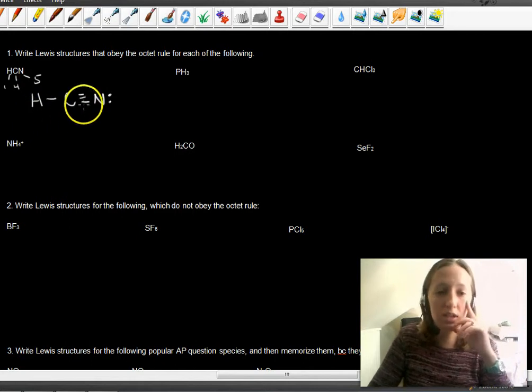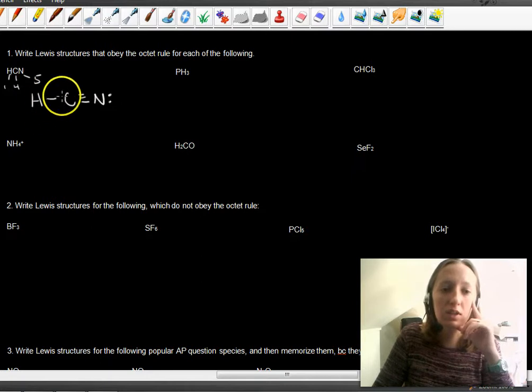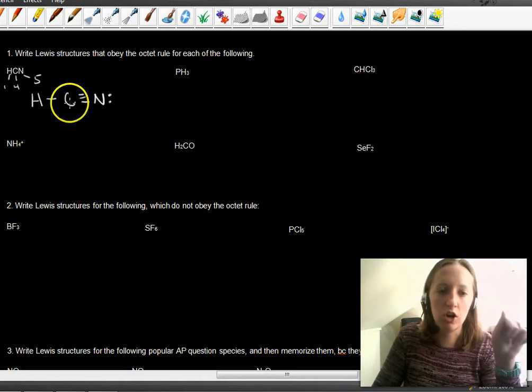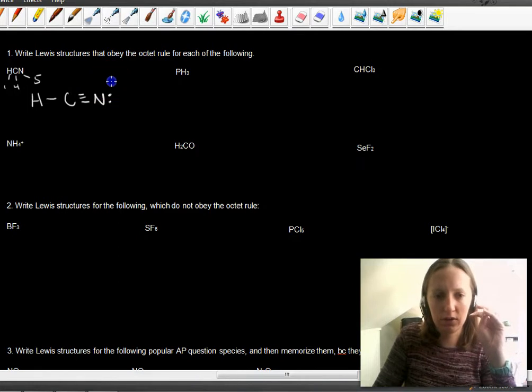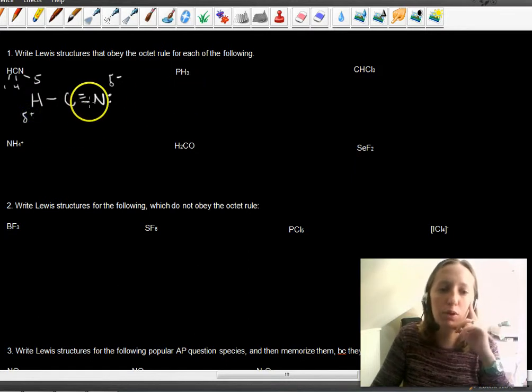And what's interesting is if you look at this molecule, what kind of bonds do we have and what kind of molecule is it? This one here is a polar bond because carbon has a stronger electronegativity than hydrogen, and this triple bond here is a polar bond because nitrogen has a stronger electronegativity than carbon. Also, you've got this lone pair here, so you definitely have a negative side here and a positive side here. So that's a polar molecule with polar bonds.